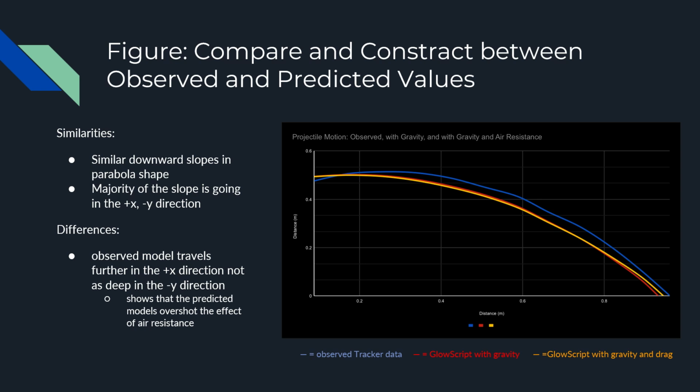Some differences: the observed model travels further in the positive x direction and does not go as deep in the negative y direction as early as the GlowScript data does. And I believe that this shows that the predicted model overshot the effects of air resistance, as the observed Tracker data is what really happened.